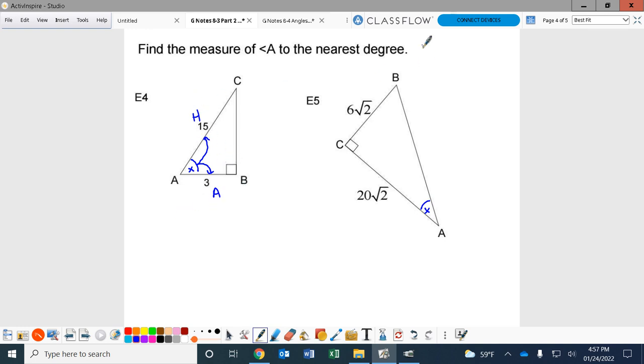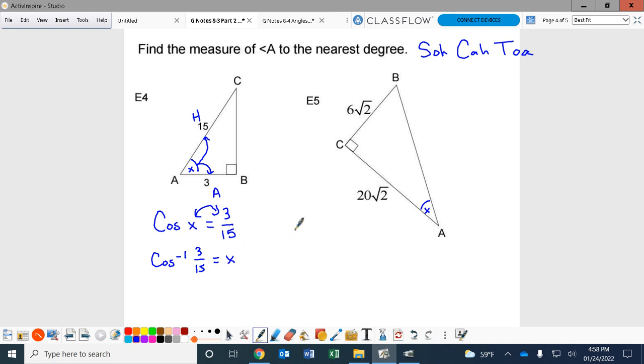Adjacent and hypotenuse using SOHCAHTOA is going to be cosine of x is equal to the adjacent 3 over the hypotenuse 15. Yes, it'll reduce, but it doesn't help you to reduce it. It'll do it for you when you do the math. Leave it alone. Anytime you have an x here, you're going to switch these two. You're going to make it cosine -1. That's what the switching does. And then it's going to be 3 over 15 equals x.